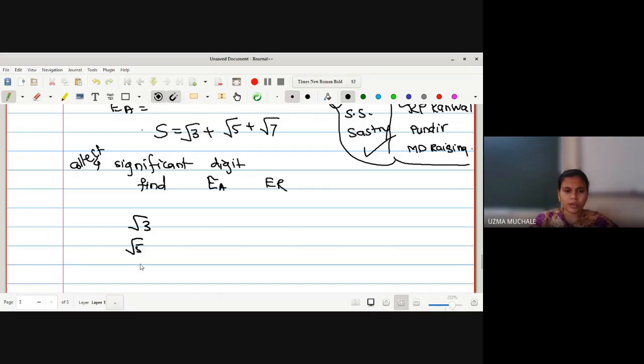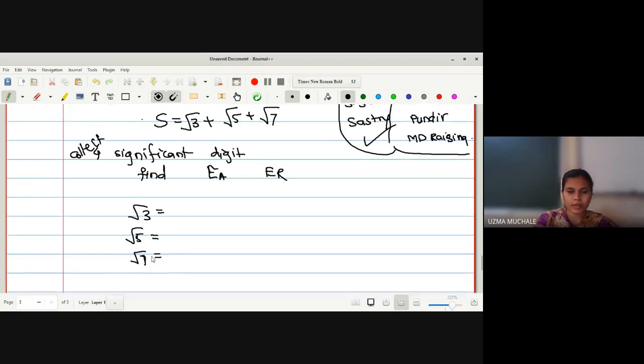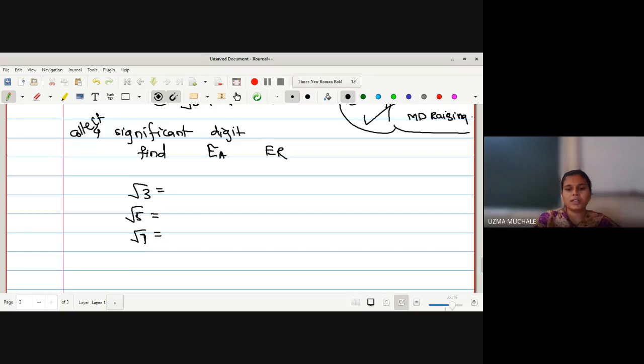Just type it in on your calculator. Does everybody have a calculator? If not, you can use your computer itself or your mobile phone also. For Samsung, it has a calculator. I don't know about other ones. So you can get the value of root 3, root 5, root 7. Okay, just tell me what are the values of root 3, root 5 and root 7.